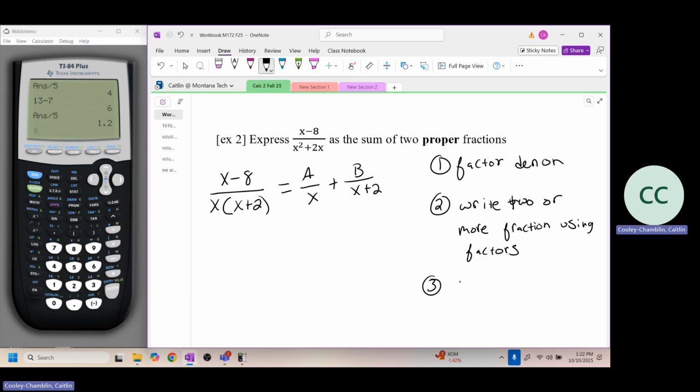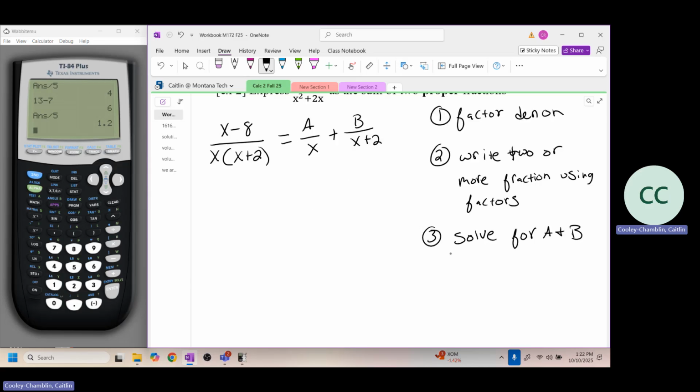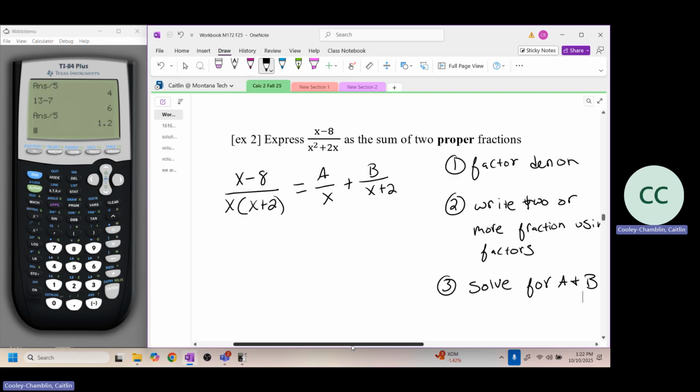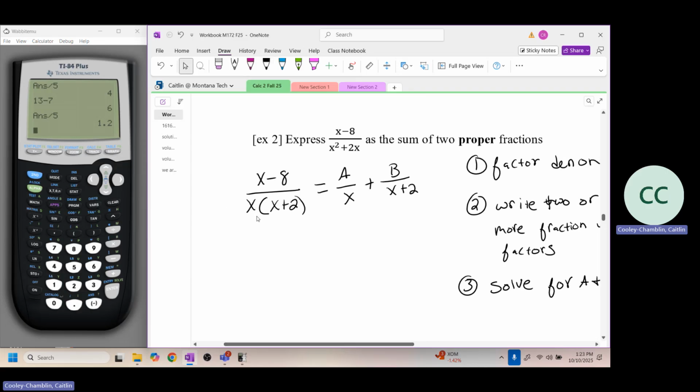Step 3, solve for A and B. And we're going to do some sub-steps here. So the first thing that I look at that I don't like about this is there's a bunch of fractions in there. There are variables in the denominators. All right. So let's multiply.